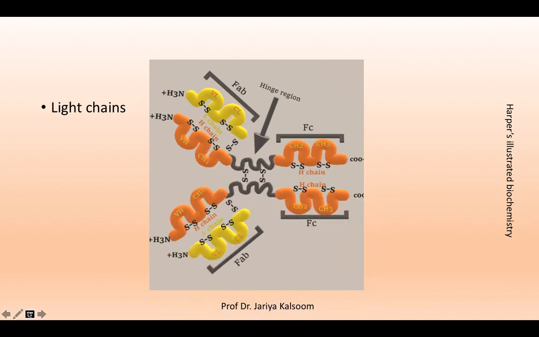There are 2 general types of light chains as shown by yellow color here, kappa and lambda, which can be distinguished on the basis of structural differences in their CL regions. A given immunoglobulin molecule always contains 2 kappa or 2 lambda chains, never a mixture of kappa and lambda. In humans, kappa chains are more common than lambda chains in the immunoglobulin molecules.